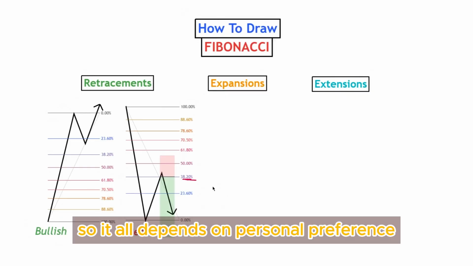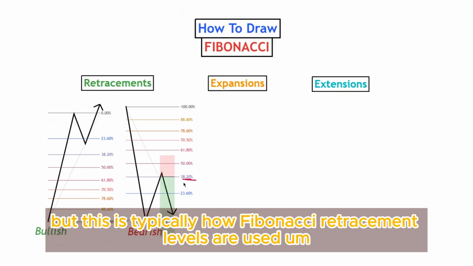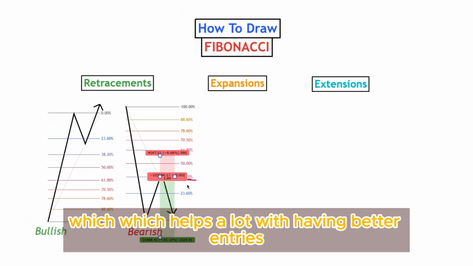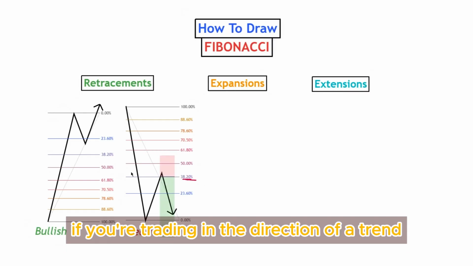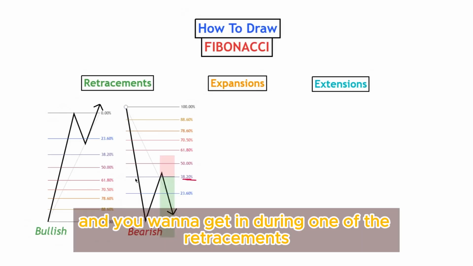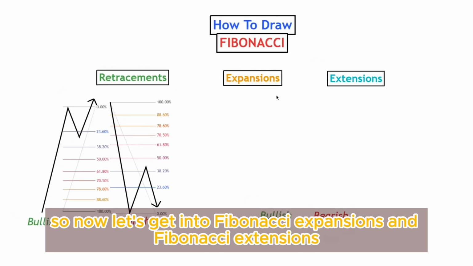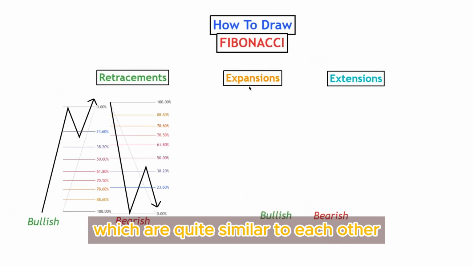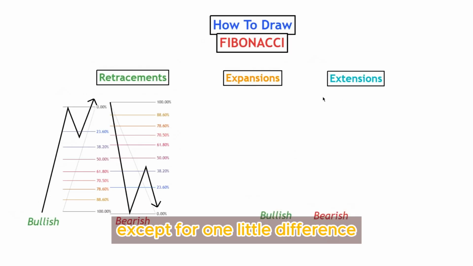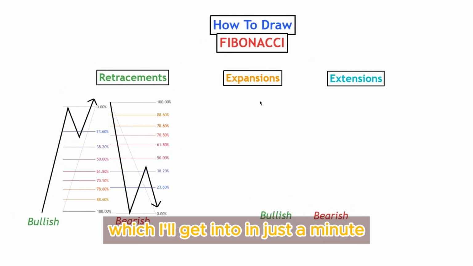So it all depends on personal preference, but this is typically how Fibonacci retracement levels are used, which helps a lot with having better entries if you're trading in the direction of a trend and you want to get in during one of the retracements. So now let's get into Fibonacci expansions and Fibonacci extensions, which are quite similar to each other, except for one little difference, which I'll get into in just a minute.